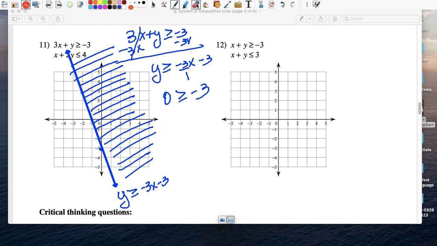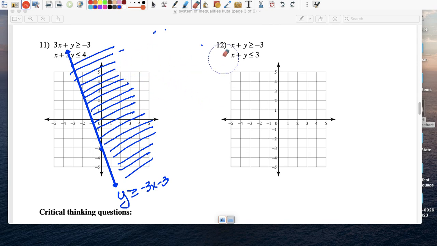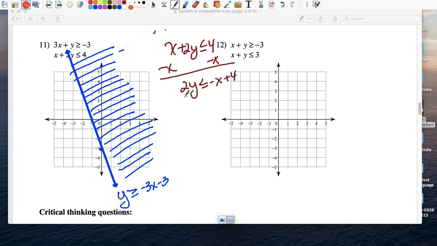Our second inequality, let me erase this, is x plus 2y less or equal to 4. Minus x, we get 2y less or equal to -x plus 4. We're going to divide everybody by 2, a positive 2 by the way. And we get y is less or equal than -1 over 2x plus 2, because 4 divided by 2 is just 2. Y-intercept is 2, so it's right here.